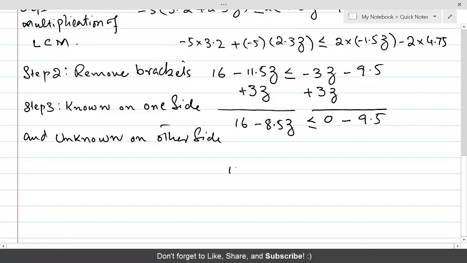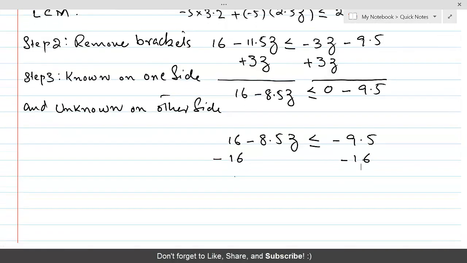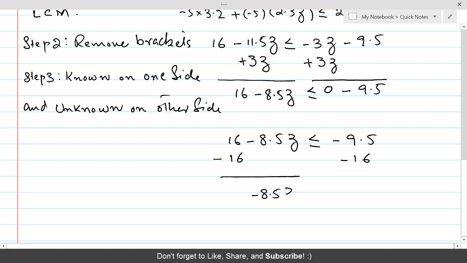So now we have the inequality 16 minus 8.5z less than or equal to minus 9.5. Now z appears only on the left side, but still there is 16 on the left side. We don't want to see it on the left side, we want to see it on the right side. So what is the strategy, how can we make it disappear? By adding its inverse. So minus 16 here and minus 16 over here. This will make 16 disappear from the left side, giving us minus 8.5z less than or equal to minus 9.5 minus 16, which would become minus 25.5. This is addition on the right side.